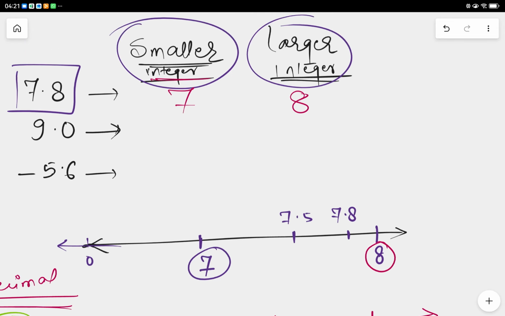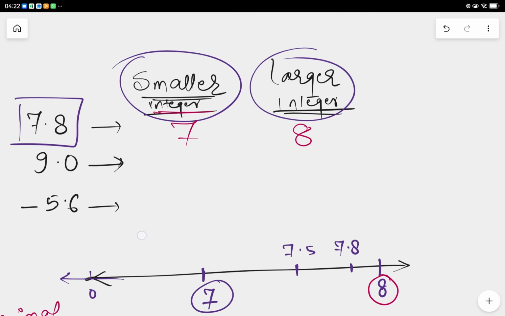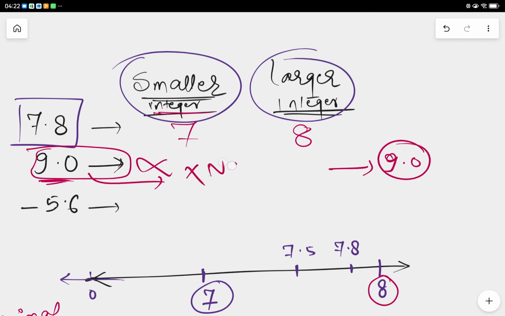So what is the smaller integer part of this number? Here is the catch. 9 itself is an integer, right? So this question is not valid for 9. Why? Because the smaller and larger integer do not exist for any number which is itself an integer. So 9 is itself an integer. Hence there is no smaller and no larger integer. Why? Because I am not asking about 9.1, I am not asking about 9.2, I am asking about 9.0. So this particular question applies only to those numbers which are not integers.